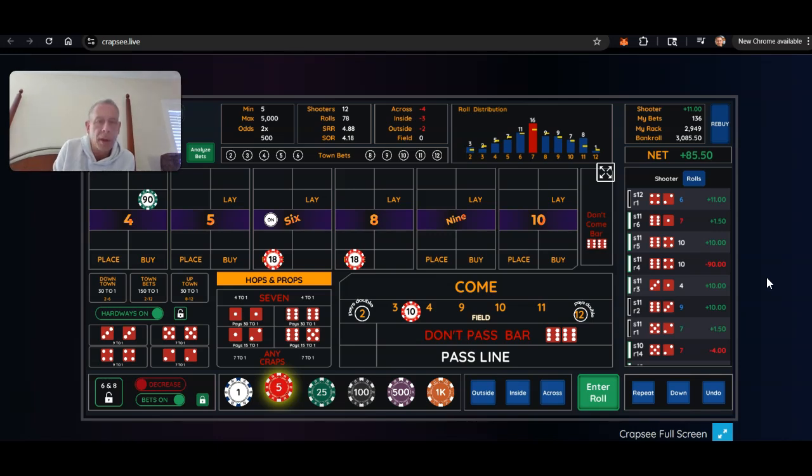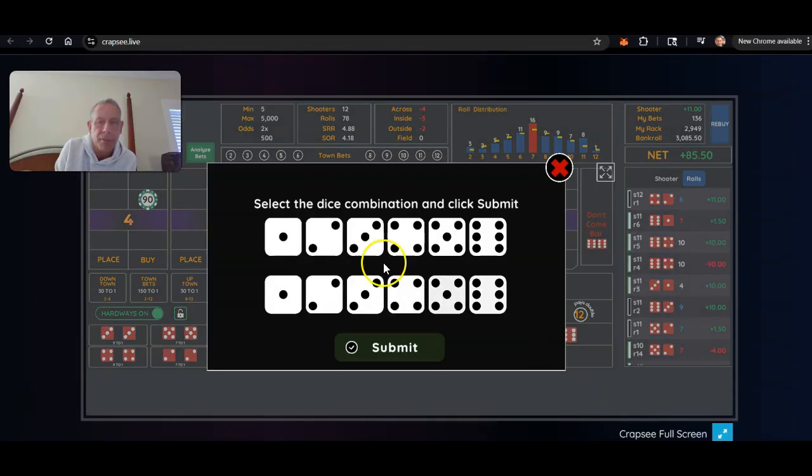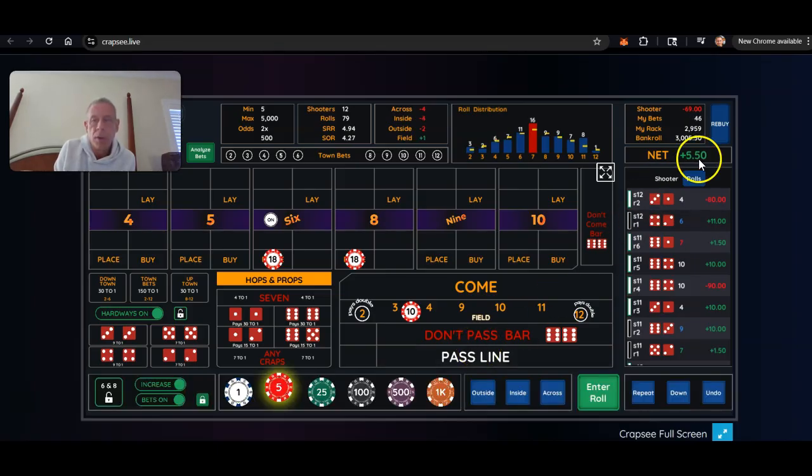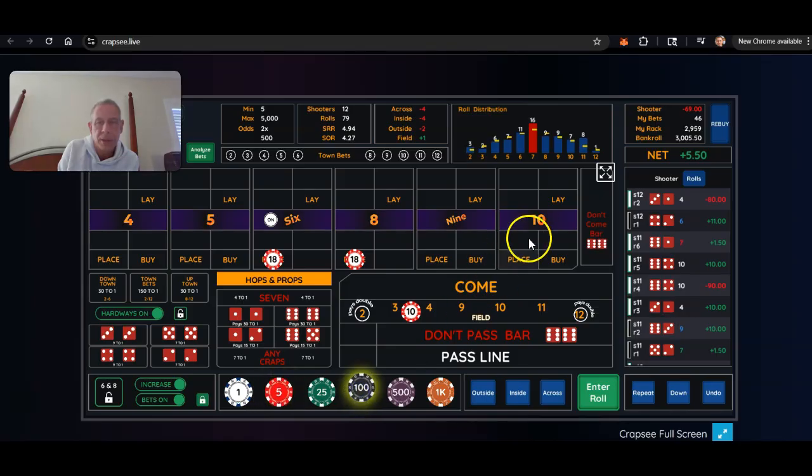3, 1, 4. Now we're getting killed, because now we just lost the lay bet on the 4. 4 easy. So we're only up $5 now. So the moral of the story is that you need to hit the road quickly, as I always say, because you were up over $200.